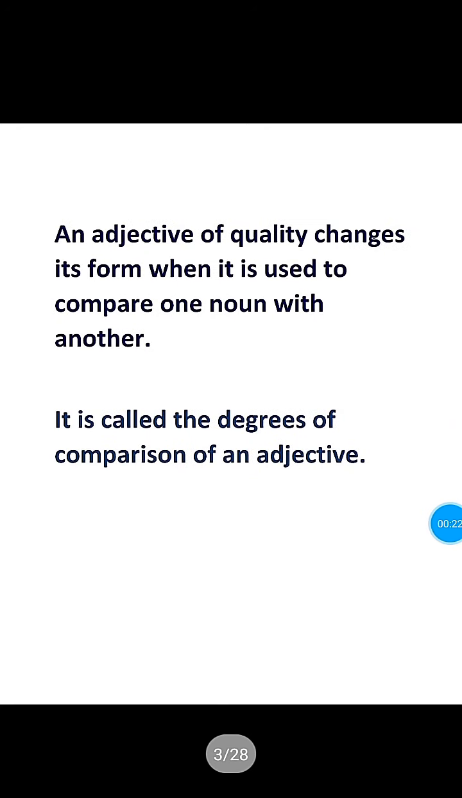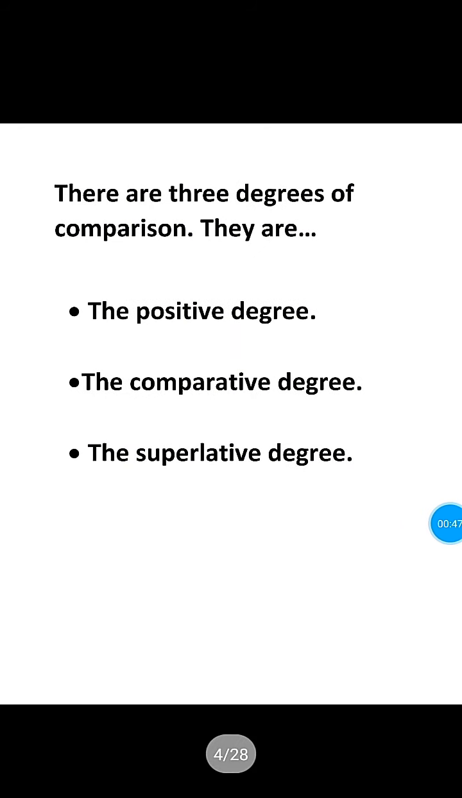Let us see the definition of degrees of comparison. An adjective of quality changes its form when it is used to compare one noun with another. It is called the degrees of comparison of an adjective. Generally, we can show the comparison for the adjectives only. There are 3 degrees of comparison: the positive degree, the comparative degree and the superlative degree. These 3 degrees are shown for the adjectives only.